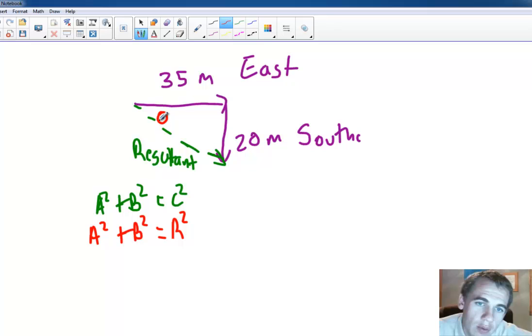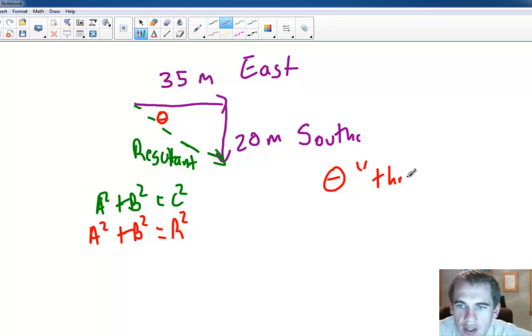Now, I'm also going to need to know this angle. If you ever see me write this, this is the Greek letter theta, and it's the common symbol that we use to represent angle measures. This theta we have to know, because remember, a vector includes both magnitude and direction. So if we just know magnitude, it's not enough. We also need to know an angle. And southeast isn't specific enough, right?